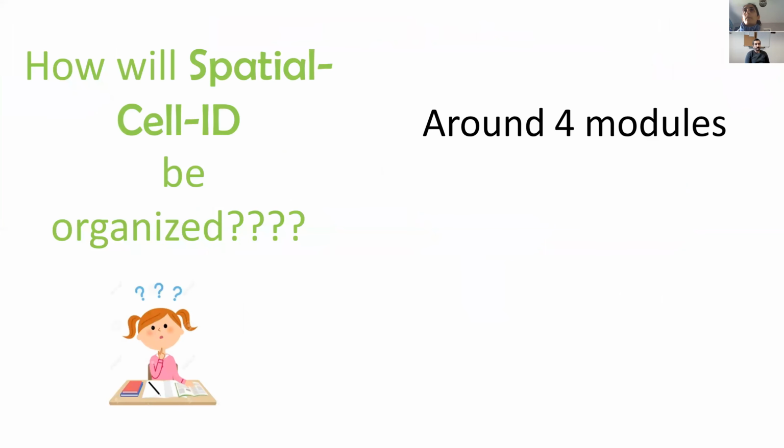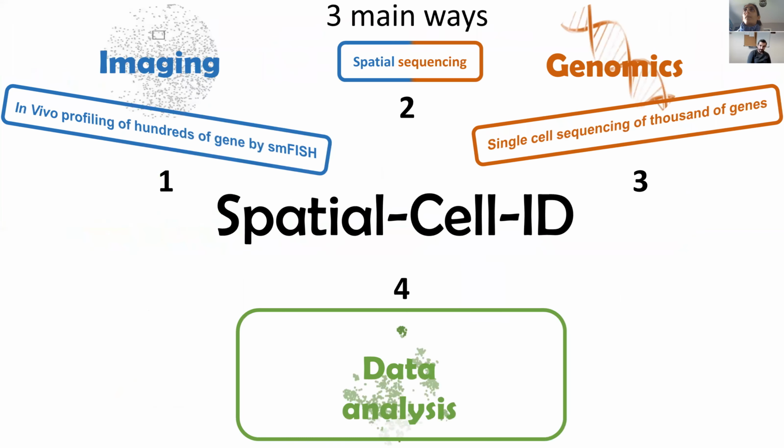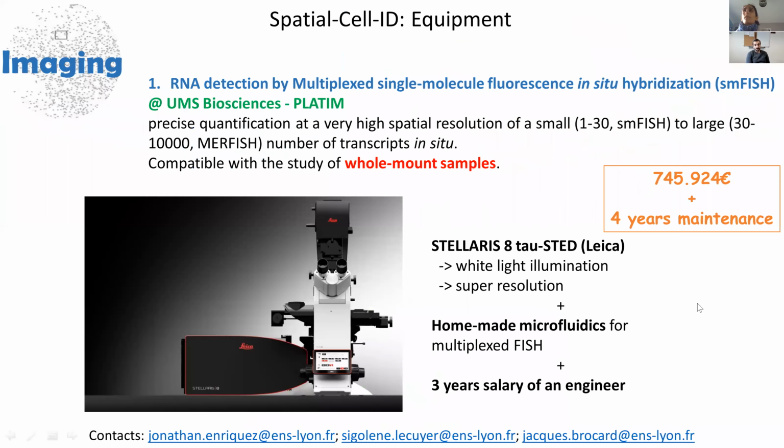Next slide. So how will Spatial-Cell-ID be organized? Spatial-Cell-ID will be organized around 4 modules. Next slide. Of course, 3 of these modules will be organized around the 3 technologies that Yad and I have just presented. And we have a 4th module, which is a data analysis module. As you can imagine, modules 1, 2, and 3 will generate a huge amount of data that need to be analyzed. So now we are going to present all these 4 modules.